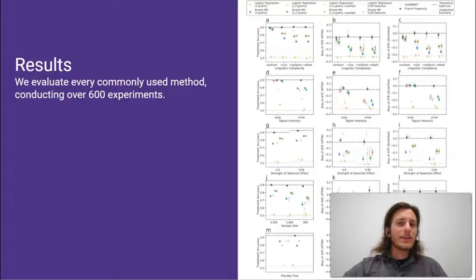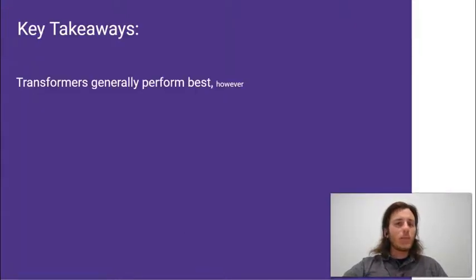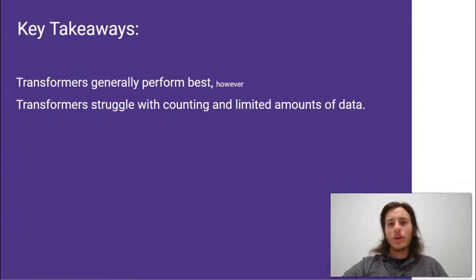Using our 5 tasks, we evaluate every commonly used causal inference method for text data, conducting over 600 experiments. And I'll just summarize some of our key takeaways here. We find that more complex, transformer-based models generally perform the best. However, more complex models are not universally stronger. They struggle with counting and with limited amounts of training data.